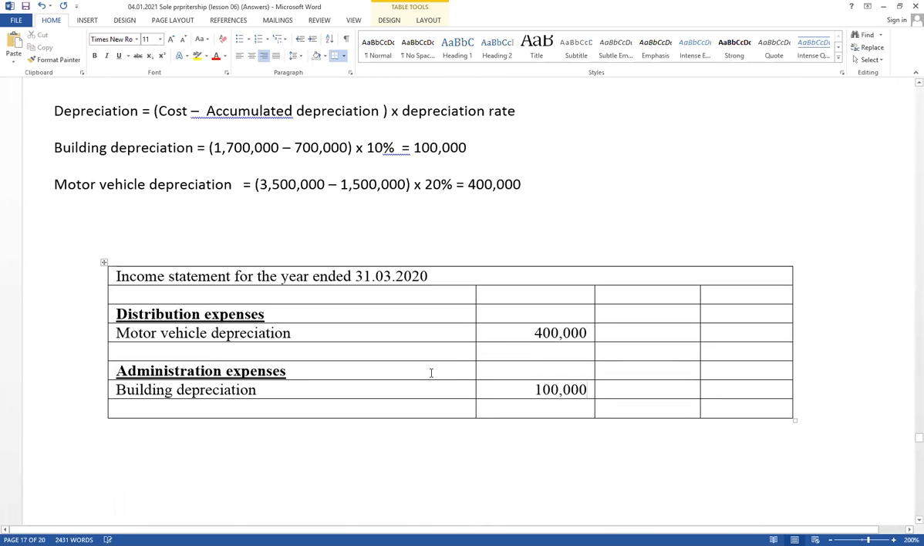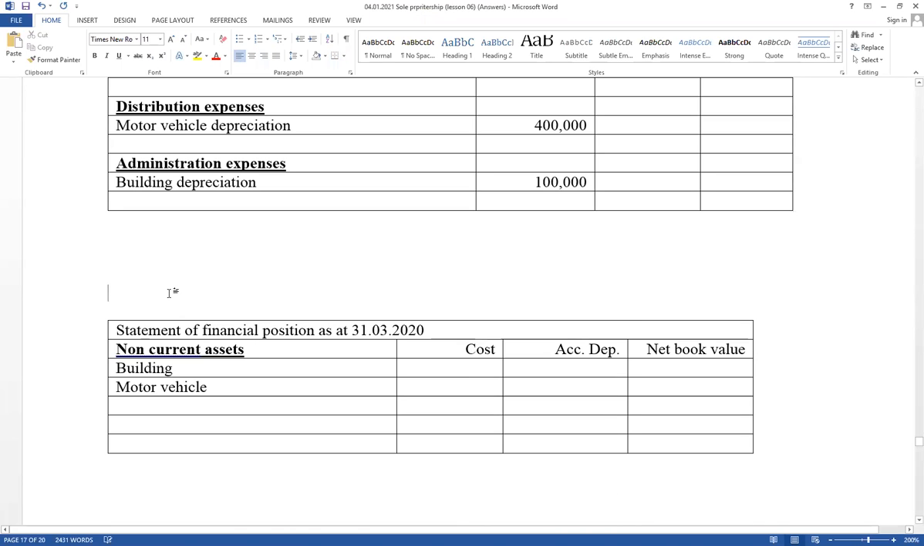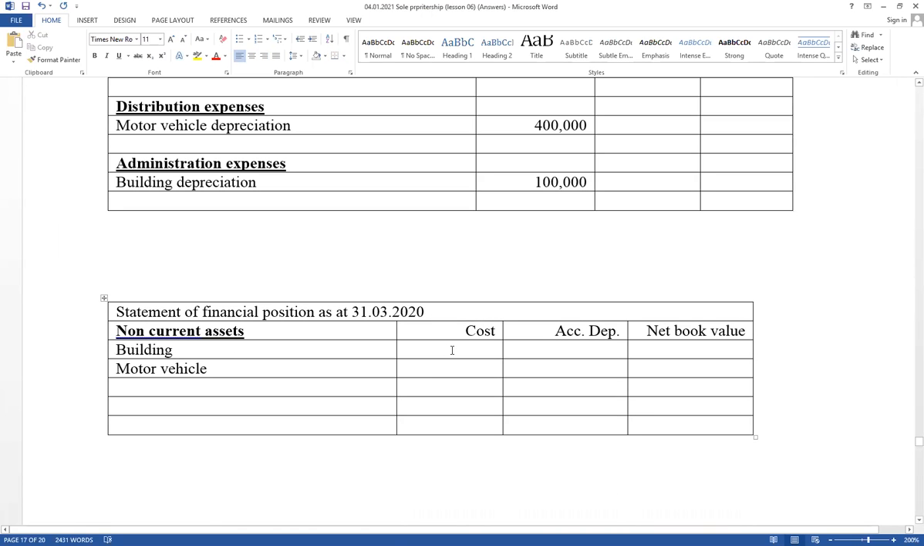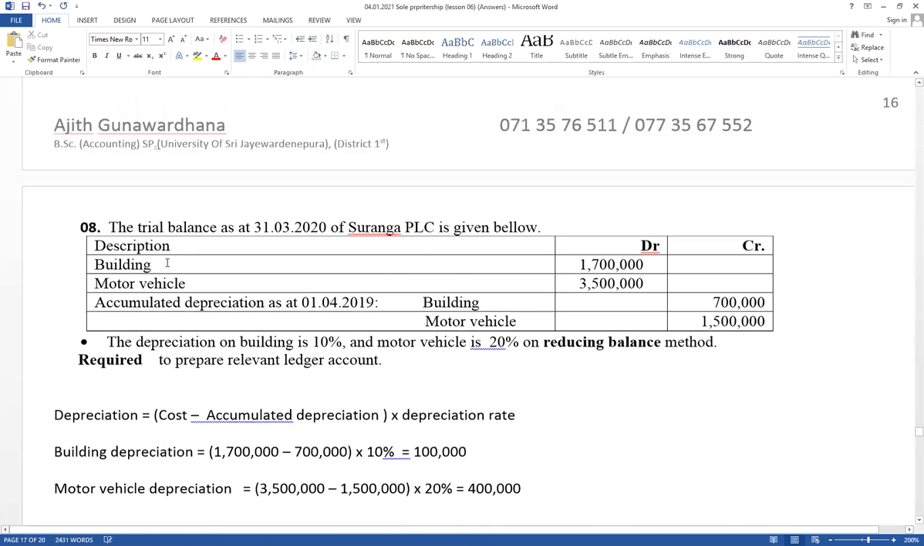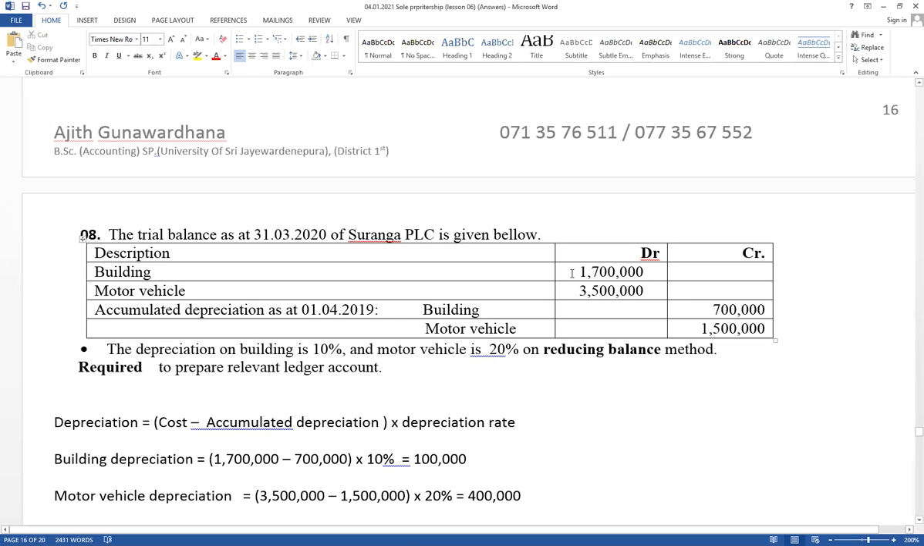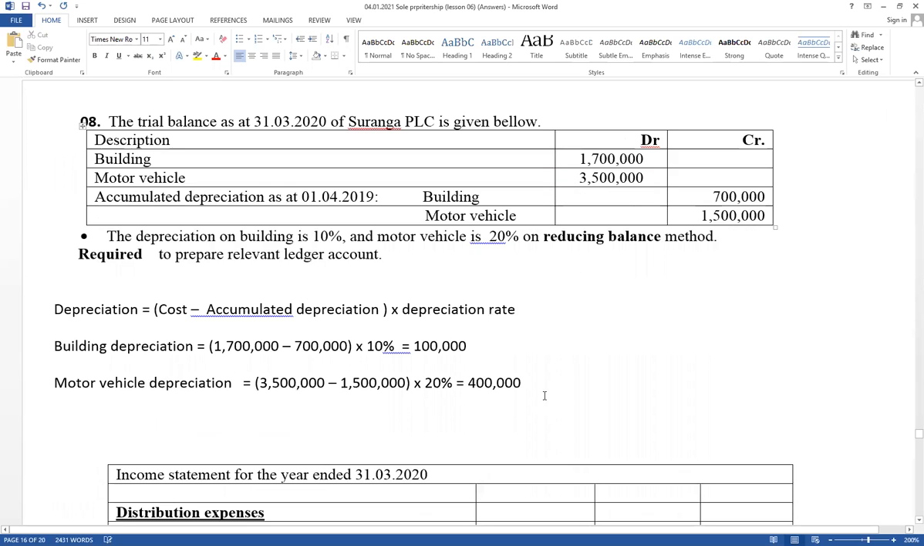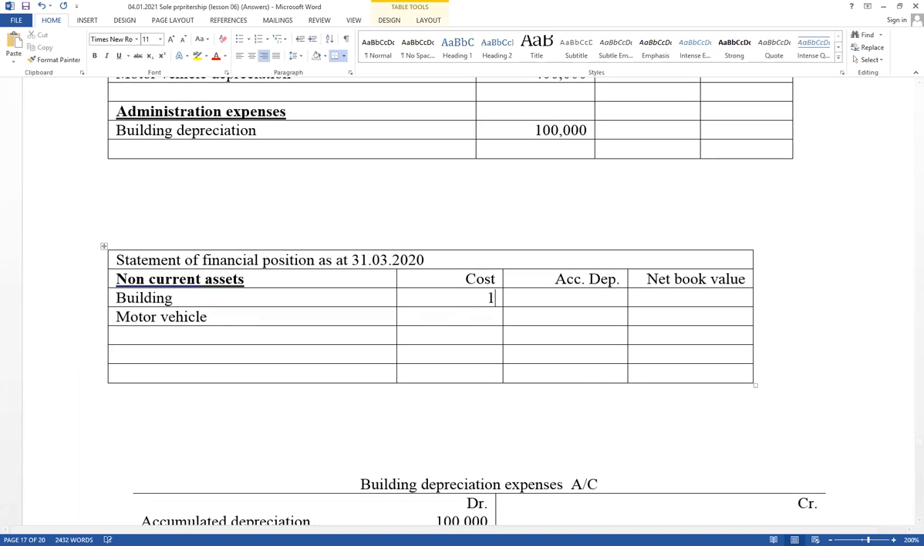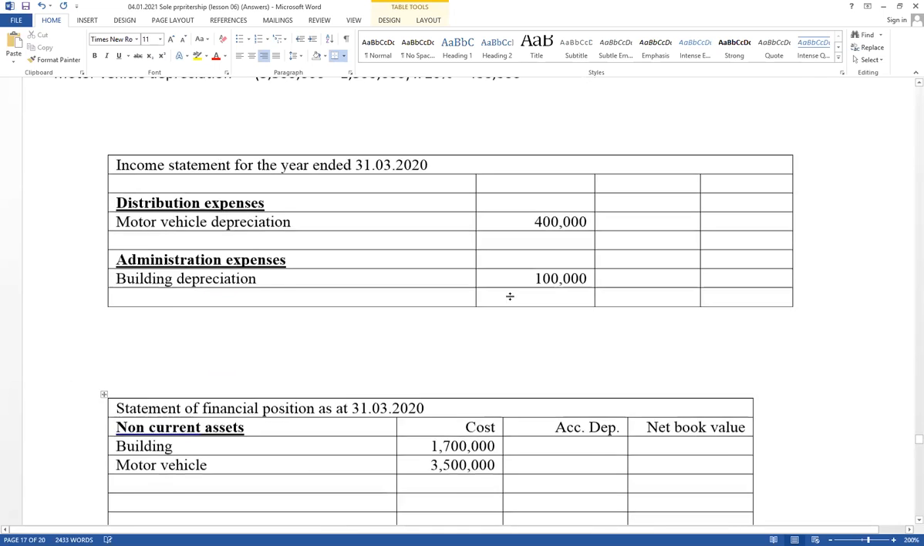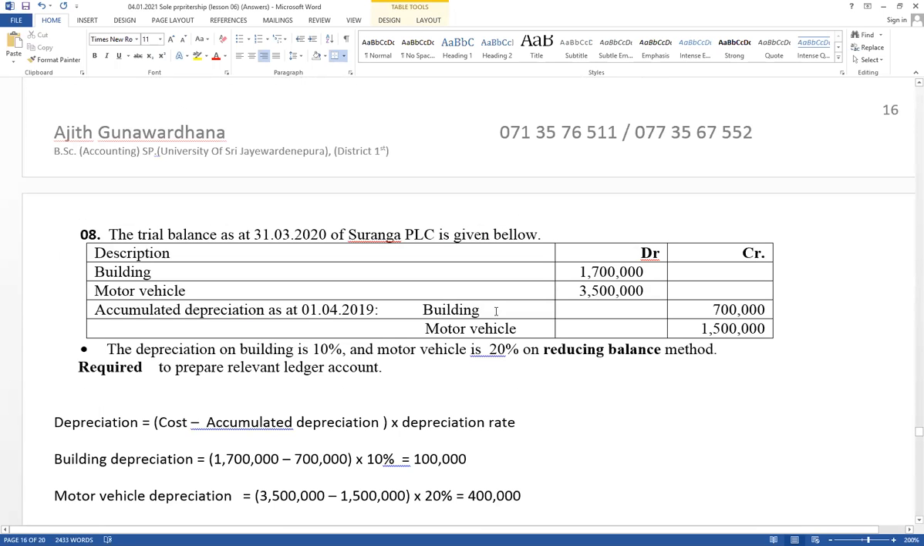Then in the financial position under non-current assets, cost value is not changed. It is available in the trial balance. Think about the trial balance. Building 1.7 million, motor vehicle 3.5 million. Take as cost 1.7 million and 3.5 million. Cost value is not changed. But as accumulated depreciation, this value cannot be included. This is the opening balance. The closing balance is available in the accumulated depreciation accounts.